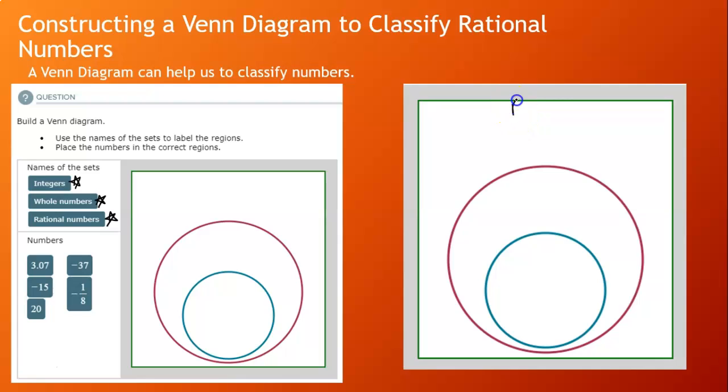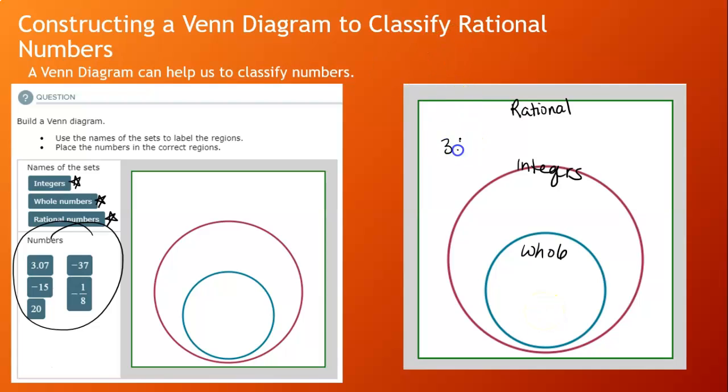Welcome back. You should have said that the outside green box was your rational numbers. And then the purple represents your integers. And the blue represents your whole numbers. All right, pause the video now and see if you can put these numbers in the circles where they go.